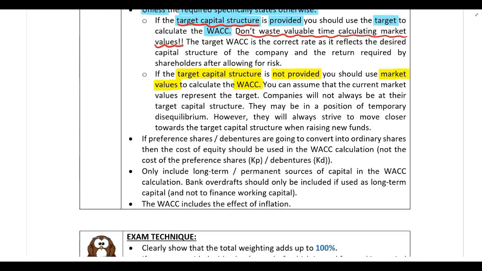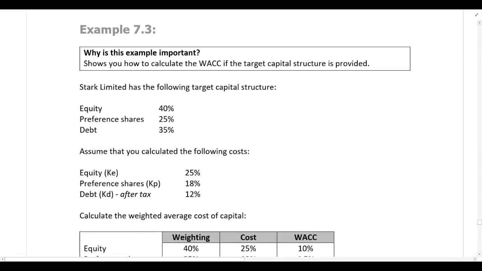Then, let's actually go and look at those examples and then I'll come back to these principles. So please go to example 7.3. In this example, you have been given the target capital structure of the company. So Stark Limited has the following target capital structure. Ideally, they would like to have 40% equity, 25% preference shares, and 35% debt in their capital structure. You can assume that you've calculated the following costs. You've calculated the cost of equity, the cost of the preference shares, and the after-tax cost of debt.